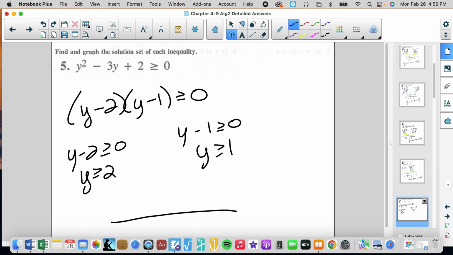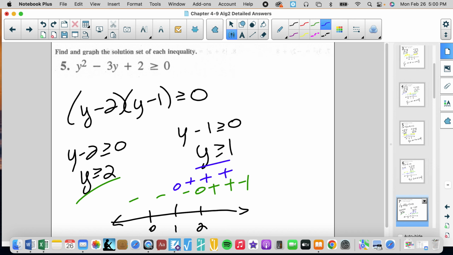We can start skipping steps here and being more efficient. 0, 1, 2. Let's do this. Closed circle. Well, that's 0, plus plus plus, minus minus minus. That is 0, plus plus plus, minus minus minus.